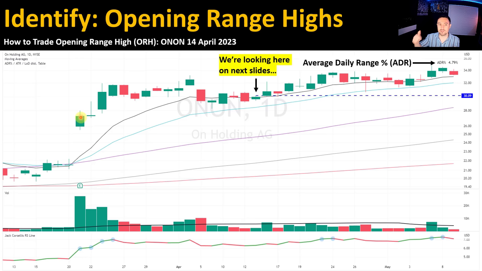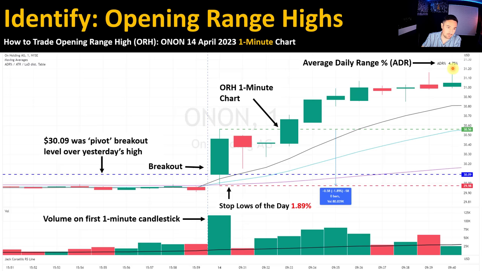On the next slides, we're going to be looking at the 1-minute chart, 5-minute chart, and the hourly chart, so the 60-minute chart as well. So I'm going to explain how do you trade opening range highs, but remember it's in the context of we're looking here, and then we're looking at this bar here, okay? And then I also want you to be aware of the average daily range percentage, which is 4.79%, which I will explain on the next slide, because it all feeds into the risk management.